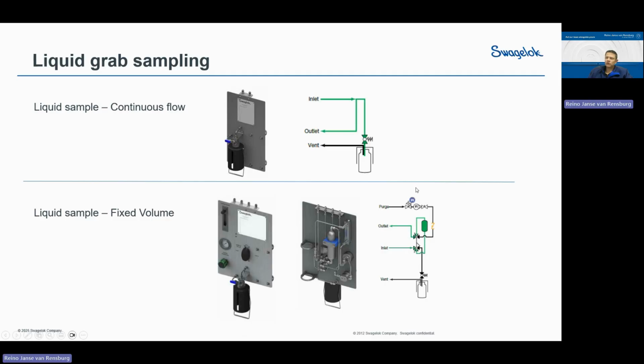Then another option we can do is we can do a fixed volume sampler. So if you want to make sure that the operator can never overfill the bottle, so for instance, if you know your bottle is 500 ml, we can build a fixed volume sampler where you have a 500 ml sample cylinder at the back of the panel.